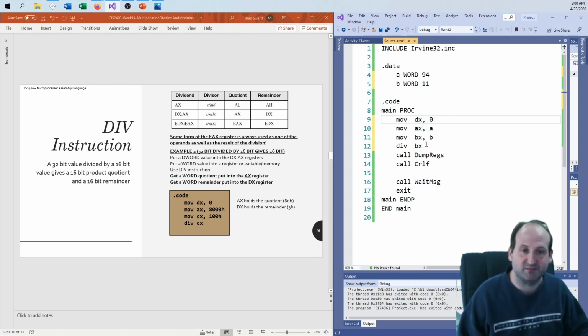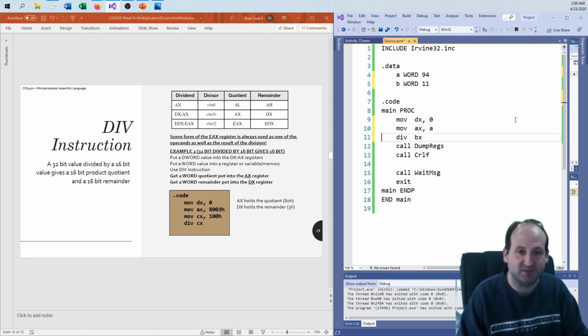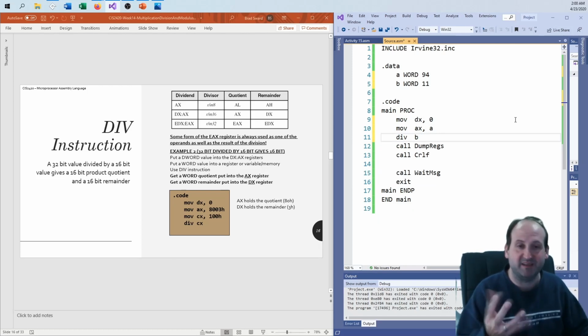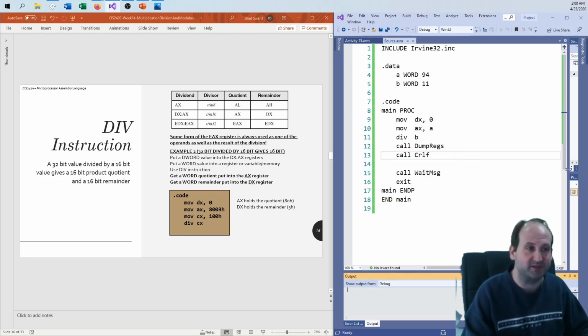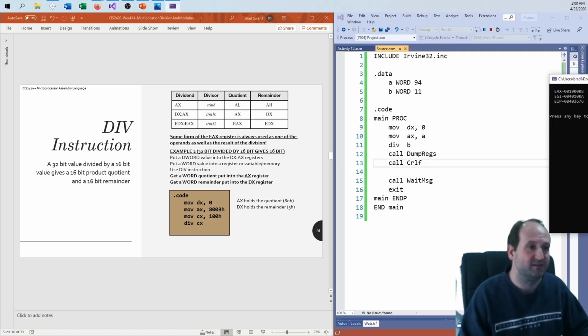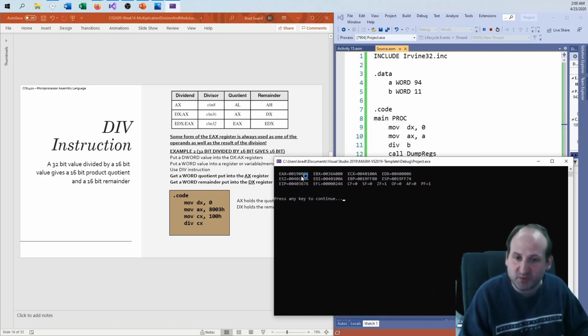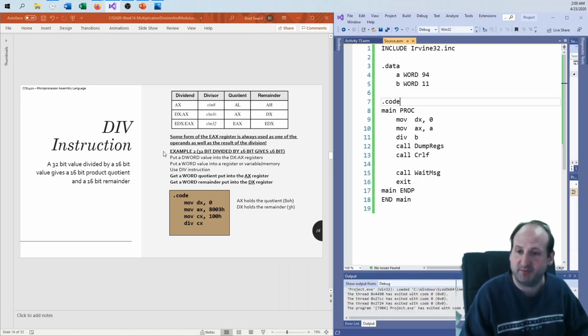Actually, in this case, I can just do div B. I can't div by a hard-coded number. I can do memory, I can do a variable, and I can do a register, but I cannot do an immediate value. So 94 divided by 11 should get me 8 remainder 6. You can see the AX portion is 0008, which is the 8, and the DX portion is 0006, which is what I'm expecting to see. And so I'm very happy with that result.